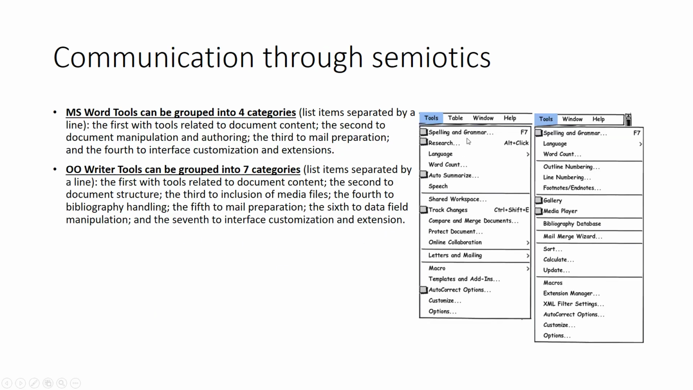So for Microsoft, let's say the first category relates to all the actions which you have to do with the document. The second one is talking about online collaboration, emailing, and so on and so forth. And the last one is customization and extension, things which you can do to your actual software, which is a little bit different from Open Office.